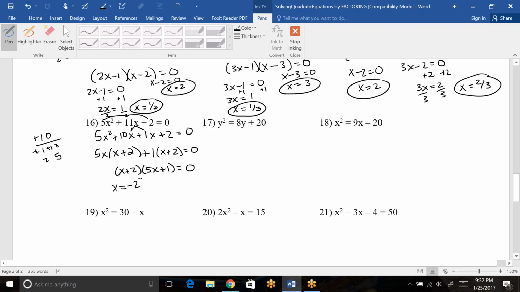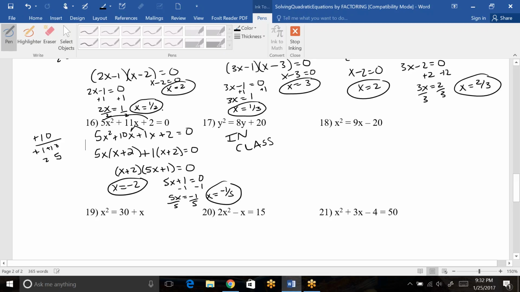And negative 2 would be the answer for the first one. I always solve the fraction ones, but you start seeing a pattern there too, is that it changes this sign and then you divide by this. So we subtract 1 and divide by 5. We did 17 in class. I'm not going to rework that one.